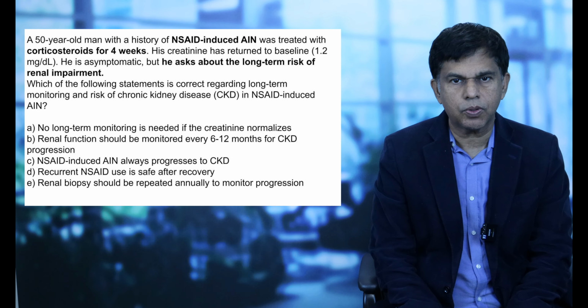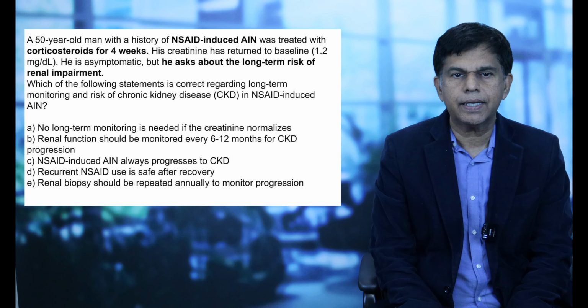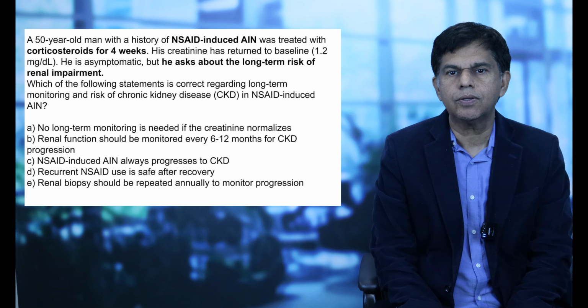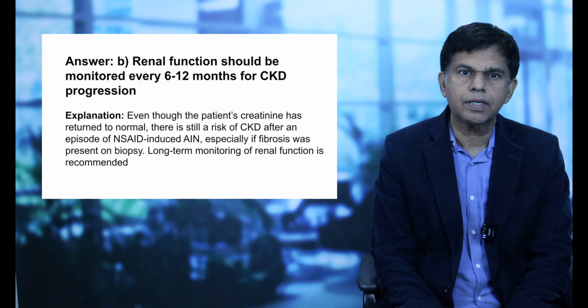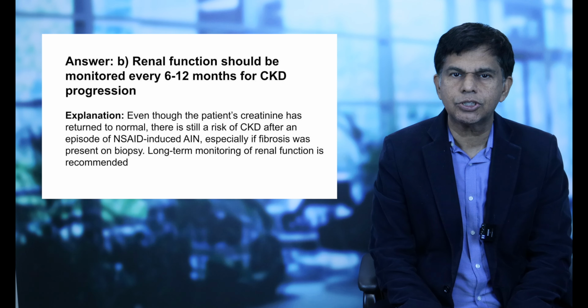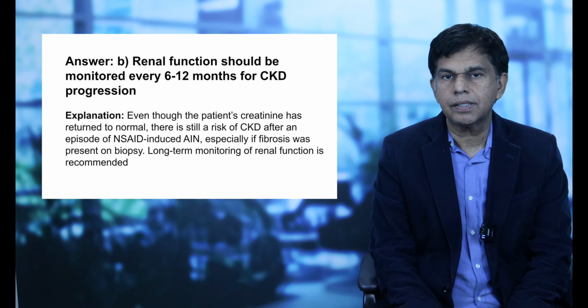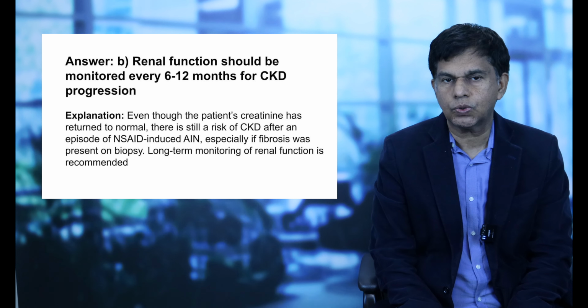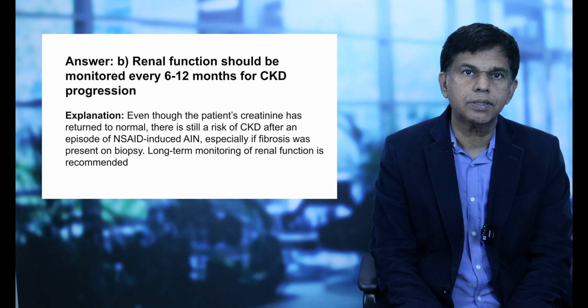C, NSAID-induced AIN always progresses to CKD. D, recurrent NSAID use is safe after recovery. E, renal biopsy should be repeated annually to monitor the progression. So the answer here is renal function should be monitored every 6 to 12 months for CKD progression. Even though the creatinine in this case is normal, it could get worse later on, especially if you have fibrosis in the renal biopsy. So the word is you need long-term monitoring. Every 6 to 12 months you check it.